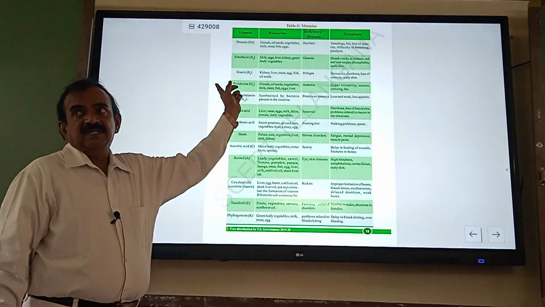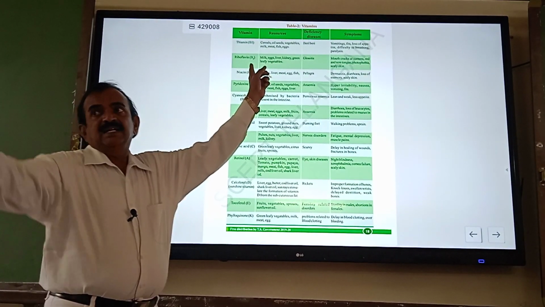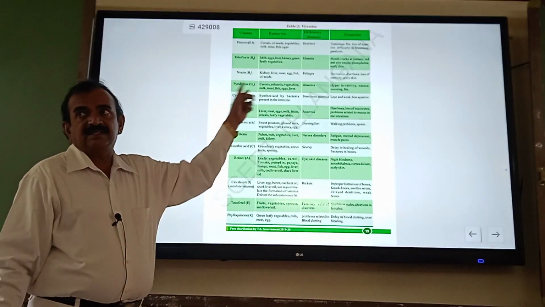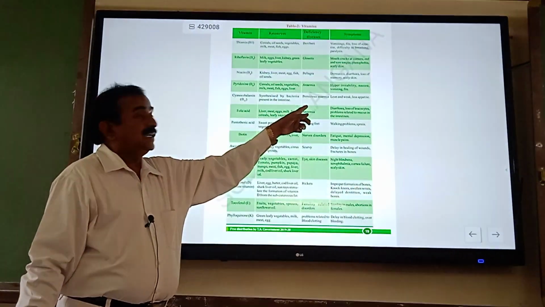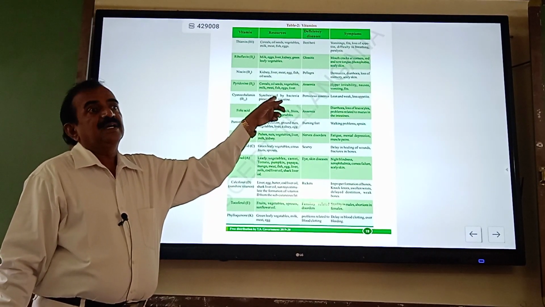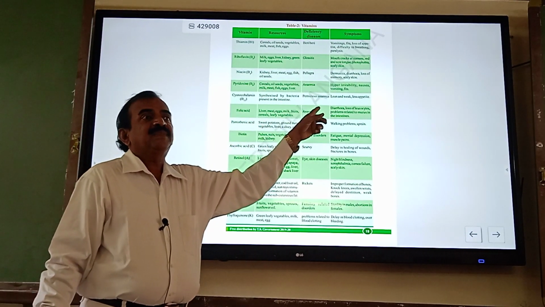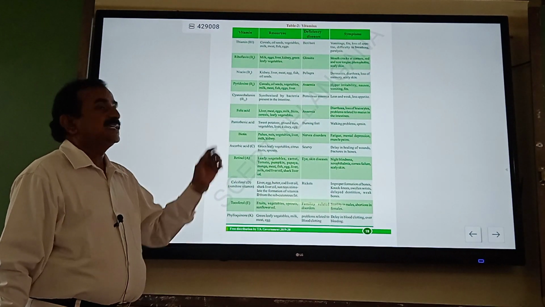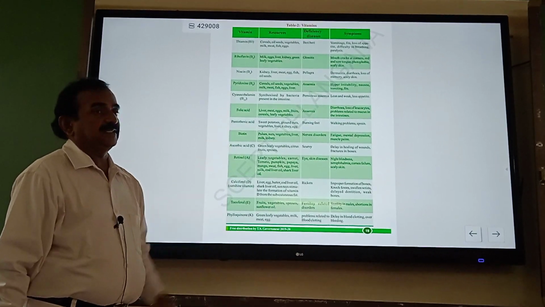First vitamin, resources, next deficiency disease and symptom. Next vitamin, next resources, next deficiency disease, next symptom. The fourth one is pyridoxine.